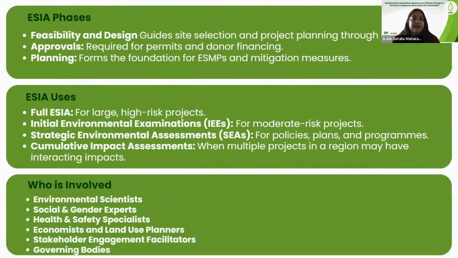So the phases of ESIA, I'll just speed through this one because we've talked about it at length, but just as a reminder, we're thinking about the feasibility and design, we're thinking about our approvals, and then we're thinking about our planning and how that feeds into the ESMP. There's the full ESIA for large and high-risk projects. There are also initial environmental examinations, which might be for moderate risk projects, strategic assessments for policies, plans, and programs, and also the cumulative assessments, which are when multiple projects in a region might have interacting impacts.